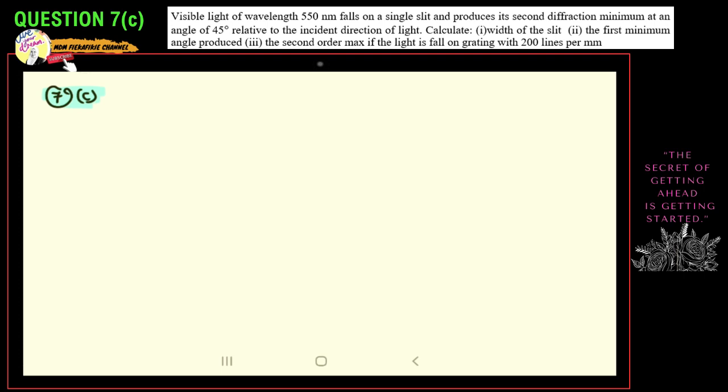Okay, for 7C, we have visible light of wavelength lambda. So let's take lambda is equal to 550 nanometer. Okay, it falls on a single slit and produces its second diffraction minimum at an angle of 45 degree relative to the incident direction of light. Alright, so that means when the angle is equal to 45 degree, it will produce the second minimum. Okay, second minimum.